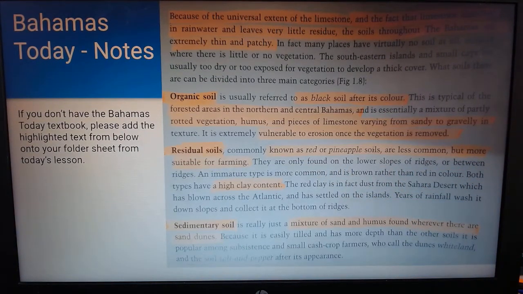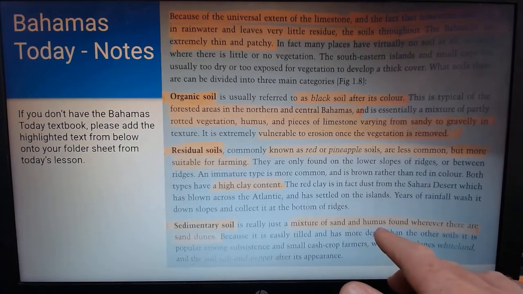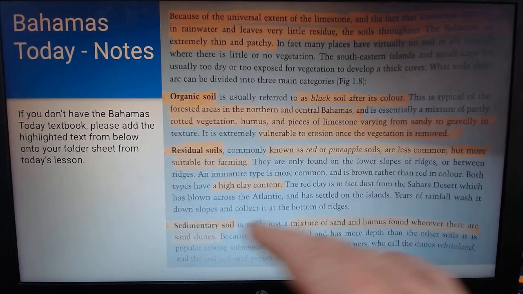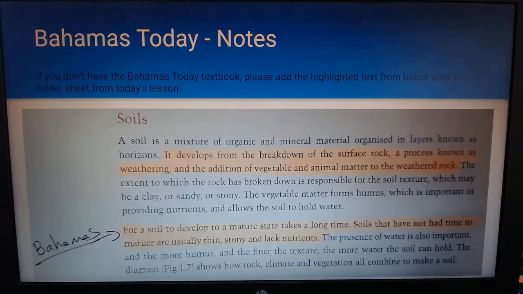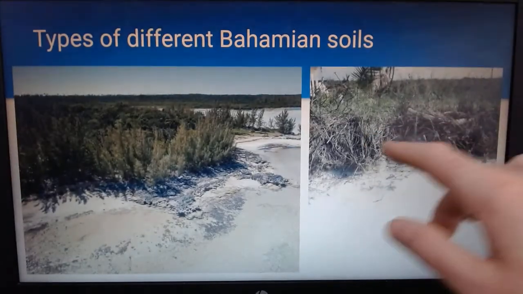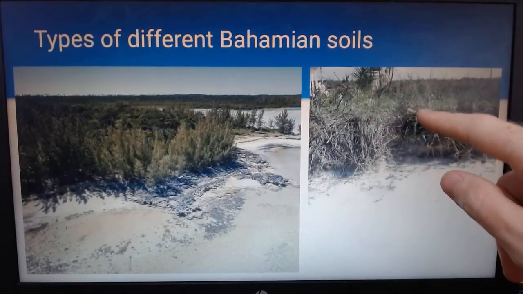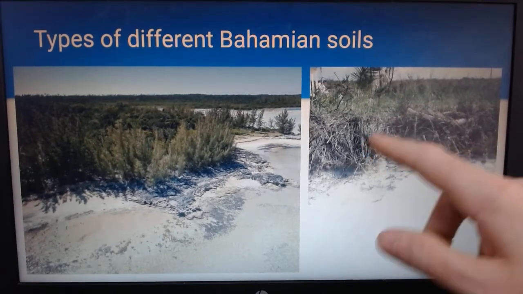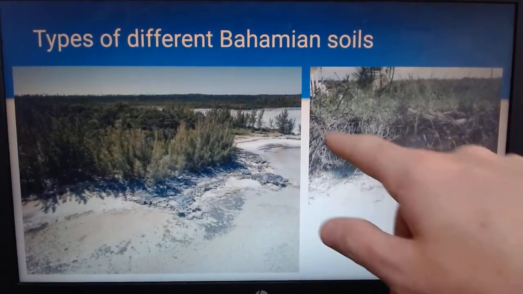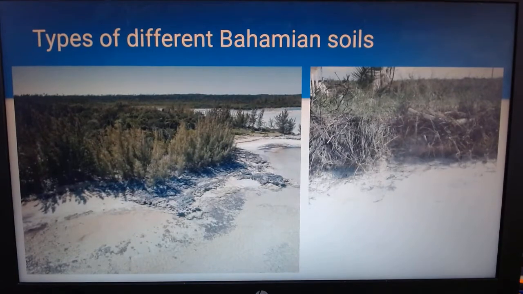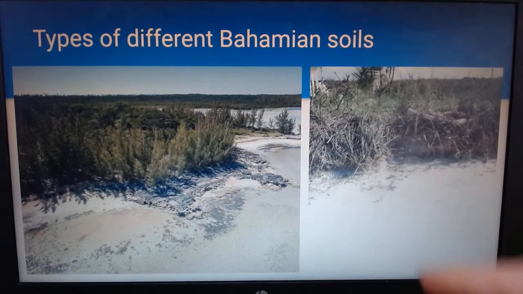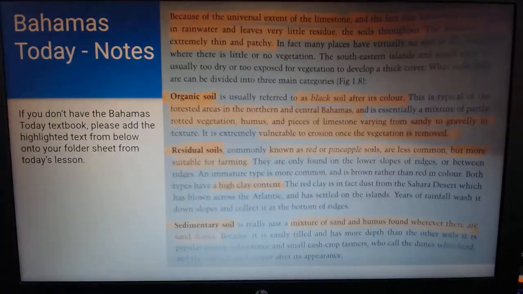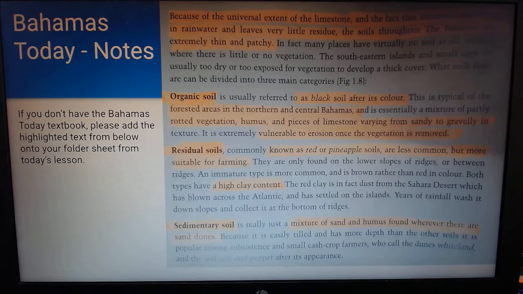And then finally, our sedimentary soil is really just a mixture of sand and any kind of humus or dead vegetation. So wherever there are beaches or sand dunes, all this would be here. This soil would just be kind of compacted sand, with the roots and dying vegetation like this. As that rots down in here, it'll add to that soil layer, as it rots away or decomposes. They're the 3 types of soil we have in the Bahamas.